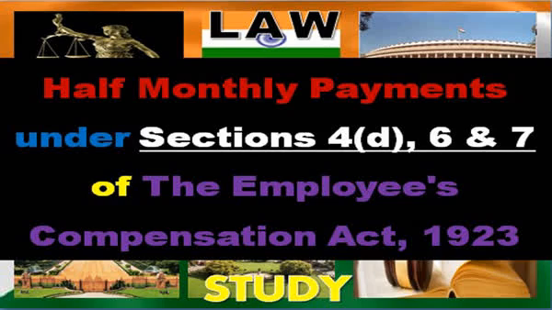Subsection 2. Any half-monthly payment may, on review under this section, subject to the provisions of this Act, be continued, increased, decreased, or ended, or if the accident is found to have resulted in permanent disablement, be converted to the lump sum to which the workman is entitled, less any amount which he has already received by way of half-monthly payments.